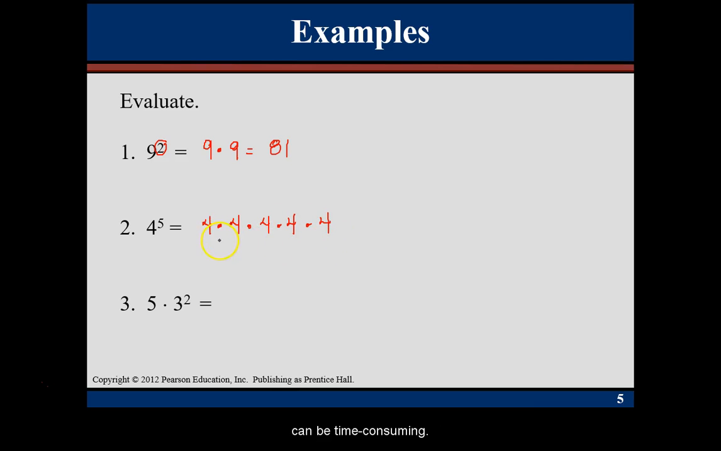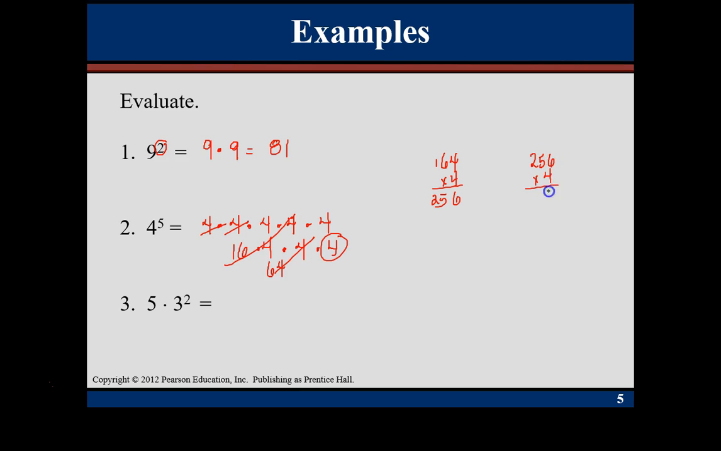Without a calculator, it can be time consuming. 4 times 4 is 16. Times another 4 would be 64. 64 times 4 will be 256. And then finally 256 times 4 will be 1024.